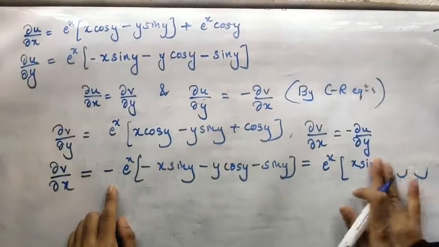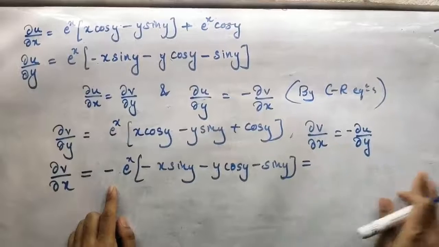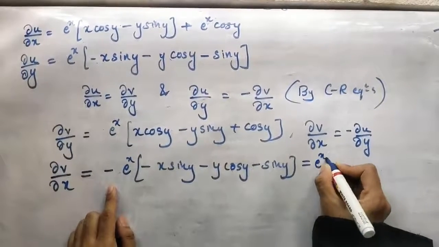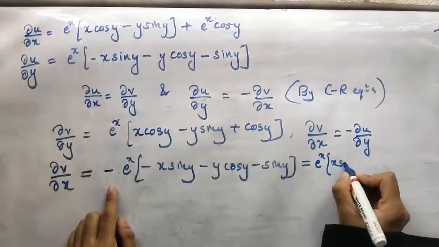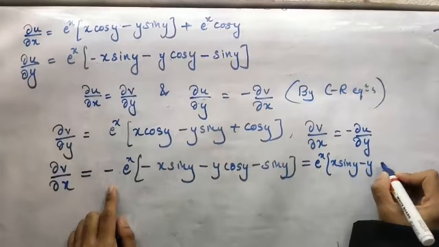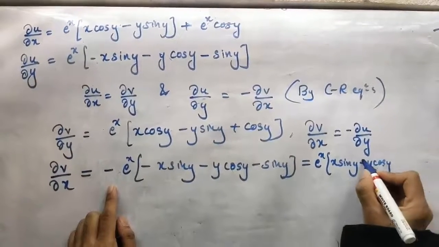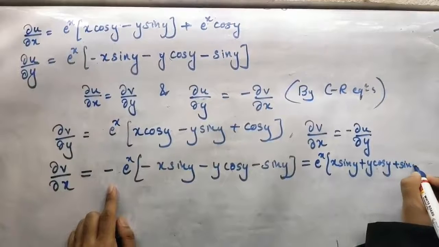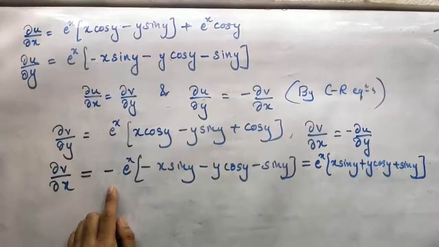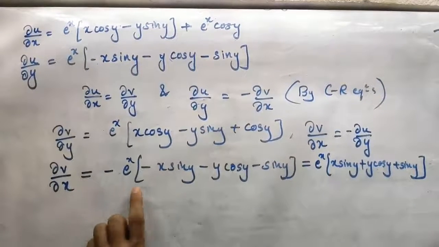I'll make it proper here so that it fits: e to the power x (x sin y minus y cos y) plus sin y. Okay, this is what you get for ∂u/∂y, ∂v/∂y and ∂v/∂x. Now the point is how to find it without using Milne-Thomson's method. You are not using Milne-Thomson's method here, okay?